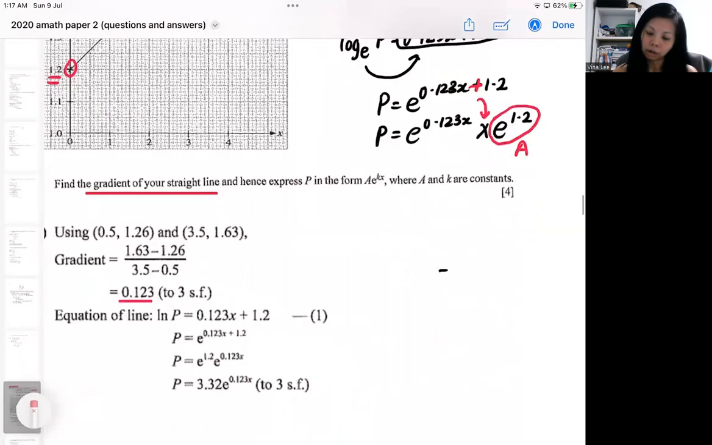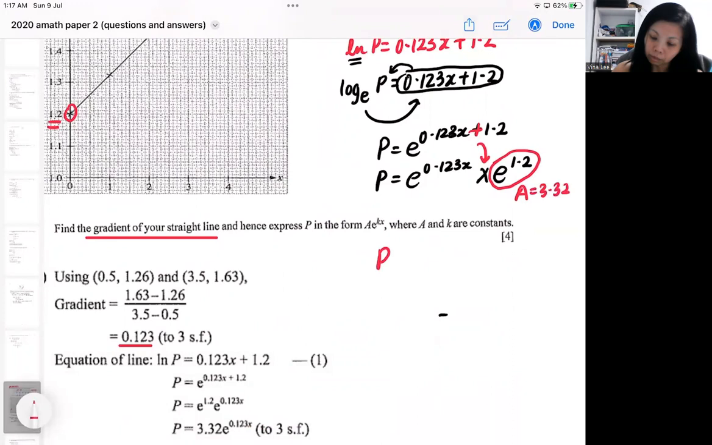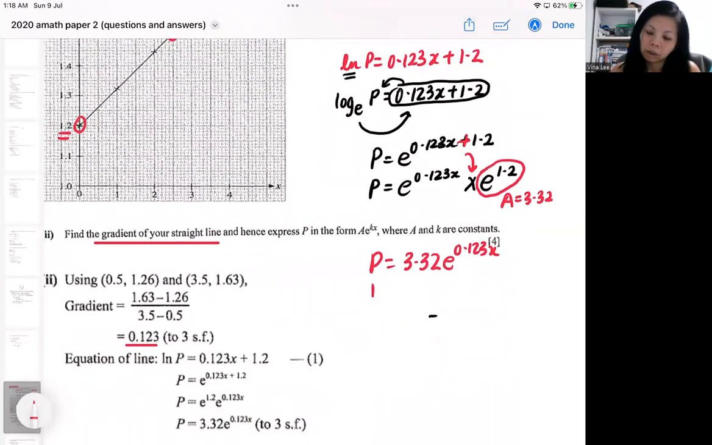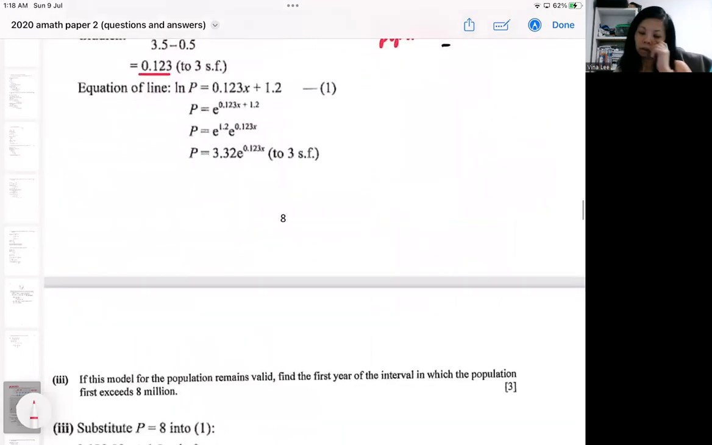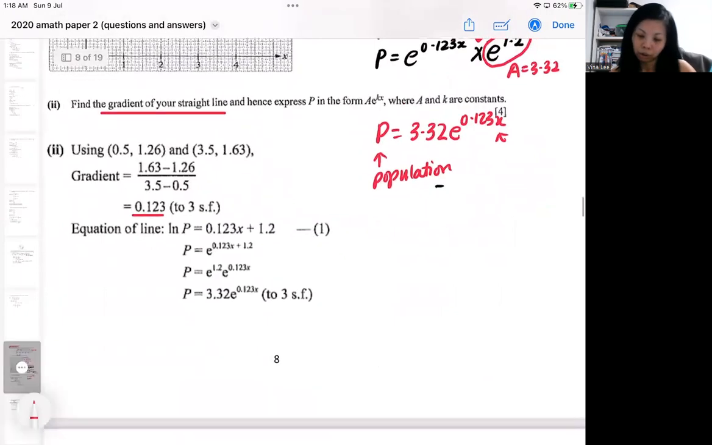If you punch it on your calculator, you will get 3.32. So this part is the constant. You get 3.32 e to the power 0.123x. Because you make use of the gradient and the intercept, you come up with the formula for the population, and x will be the number of 5-year intervals. After this, you can use the formula to calculate. We are supposed to find the first year where the population exceeds 8. That means P is equal to 8, so you can put P equal to 8 directly into your equation.